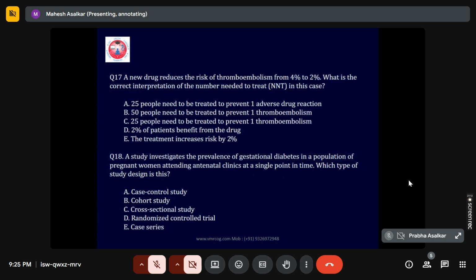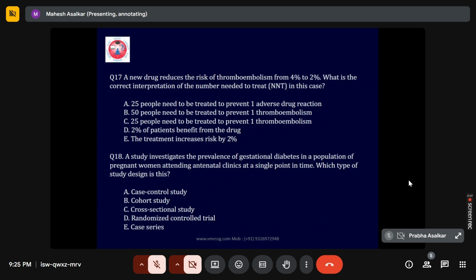Next. Question 17. A new drug reduces the risk of thromboembolism from 4 to 2%. What is the correct interpretation of the number needed to treat in this case? Option A, 25 people needed to be treated to prevent one adverse drug reaction. B, 50 people need to be treated to prevent one thromboembolism. C, 25 people need to be treated to prevent one thromboembolism. D, 2% of the patients benefit from the drug. E, the treatment increases by 2%.